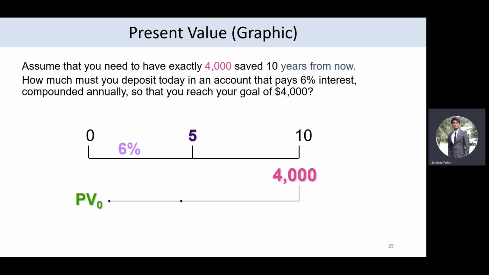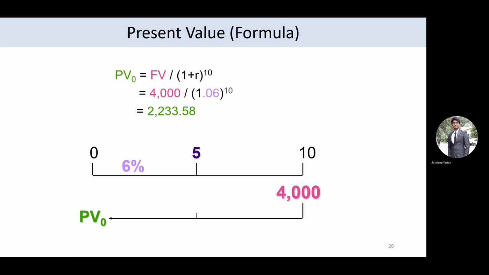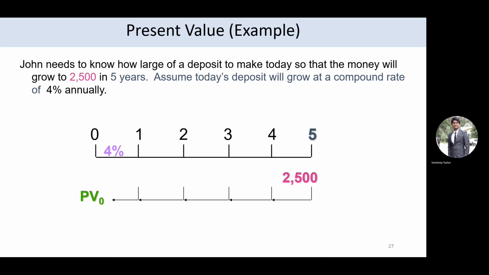Now let's see. The present value of 4,000 will be, from this formula, 4,000 divided by 1.06 powered by 10. So the present value of that 4,000 rupees will be 2,233 rupees. Now we can divide by 10 and get the yearly savings. How much amount do we have to save?